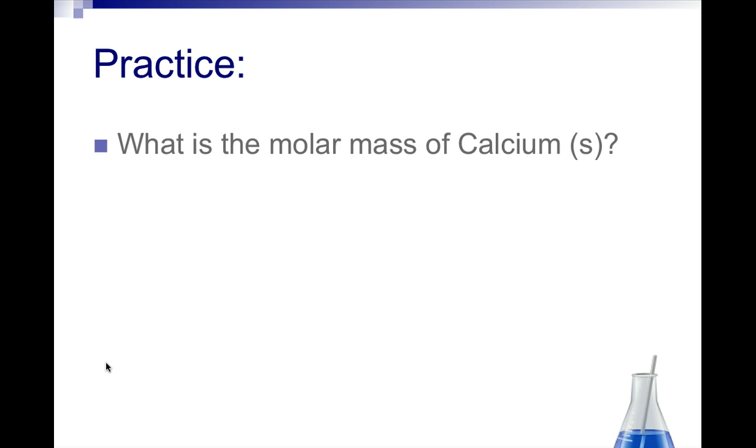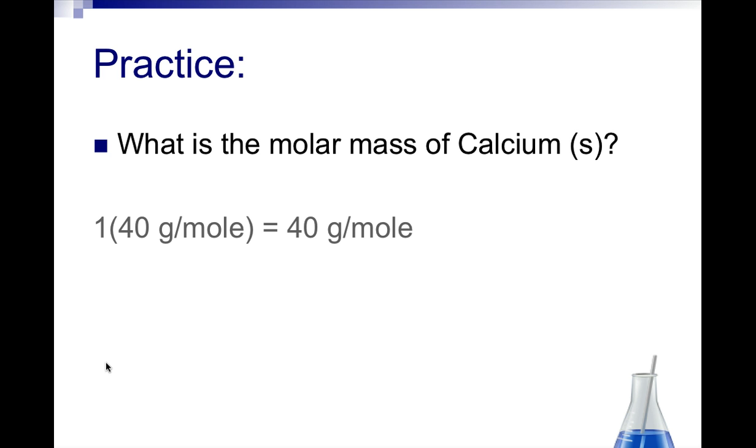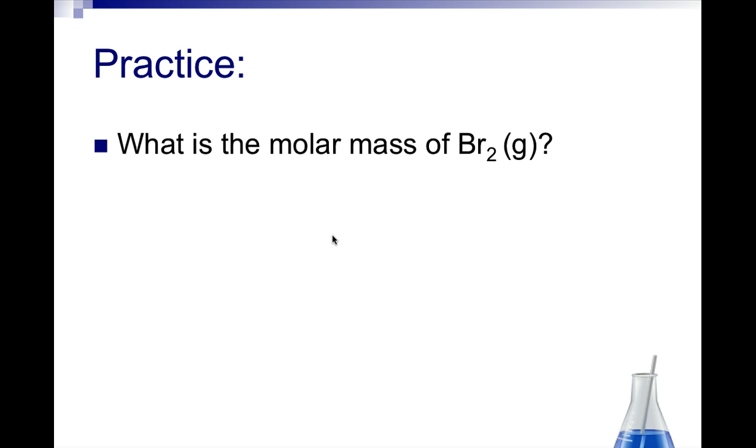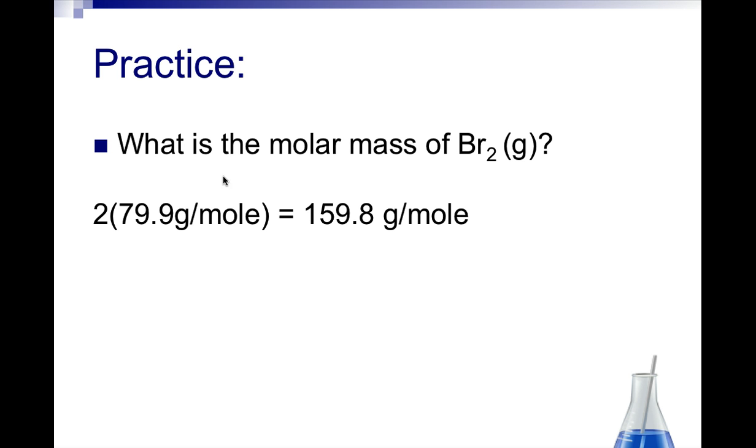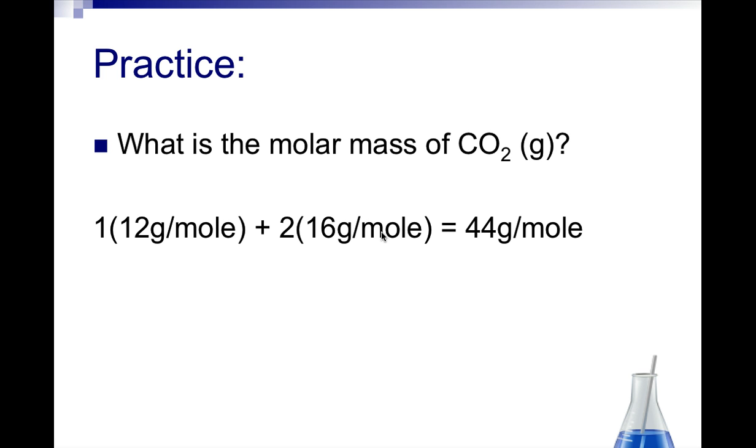So let's practice. What's the molar mass of calcium? Well, if we look on our periodic table, calcium has a mass of 40 grams. There's 1 atom, so 1 times 40 is 40 grams per mole. What's the molar mass of bromine? Bromine is diatomic, so we need to actually take 2 times the mass of a bromine atom for a total of 159.8 grams per mole.